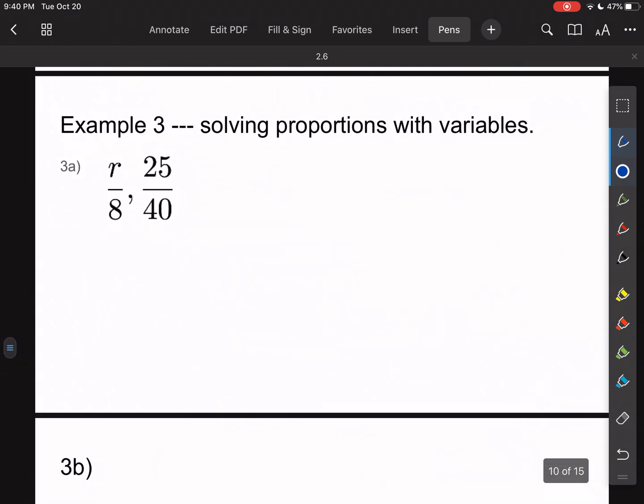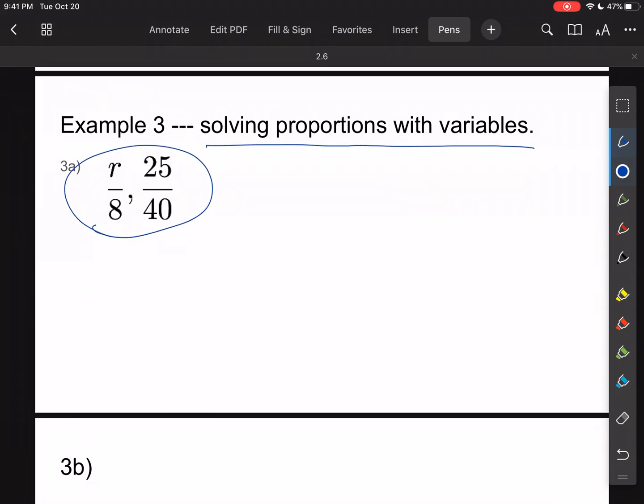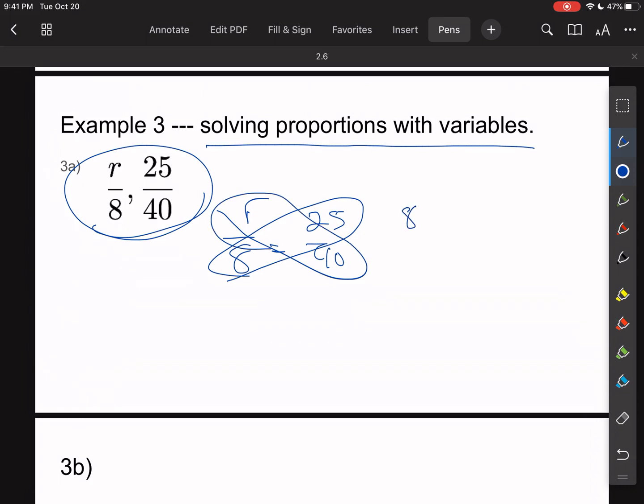For example 3, it says solve the proportions with variables. So it's saying basically that these are proportional, and then we can solve these by setting them equal to each other. So r over 8 is equal to 25 over 40. We're going to use cross products to solve. So we have 8 times 25 is equal to r times 40. 8 times 25 is just 200, is equal to 40r. And then divide both sides by 40. And I get r is equal to, one of those zeros goes away, 20 divided by 4 is 5.